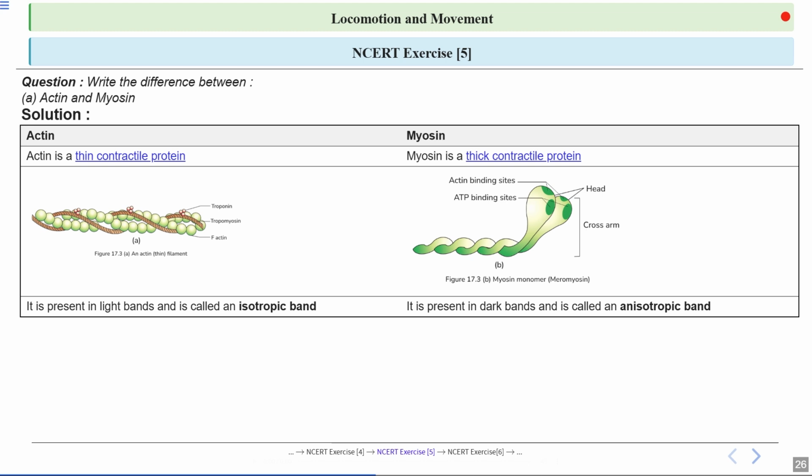Actin is found in the light bands of the muscle fibers called I bands, or isotropic bands. And myosin is in the dark bands, or A bands, which are also known as anisotropic bands. This particular arrangement is what allows our muscles to contract and relax, just like the coordinated movement of ropes and pulleys in a machine. So always remember these prime differences between thick and thin filament, or we can say myosin and actin.